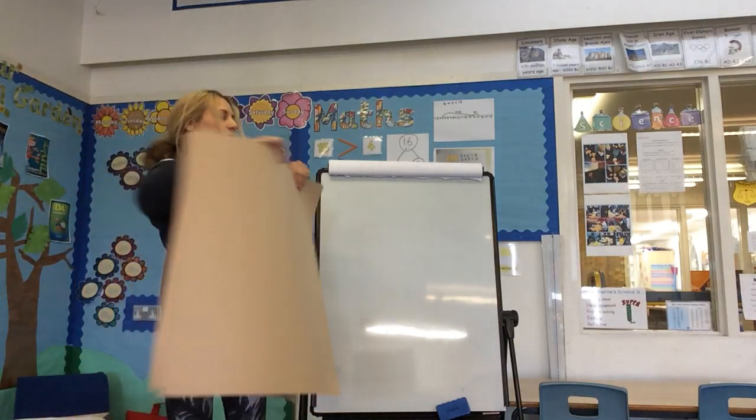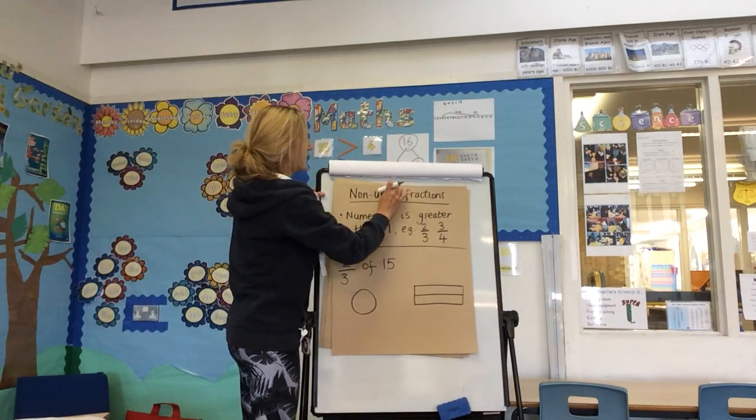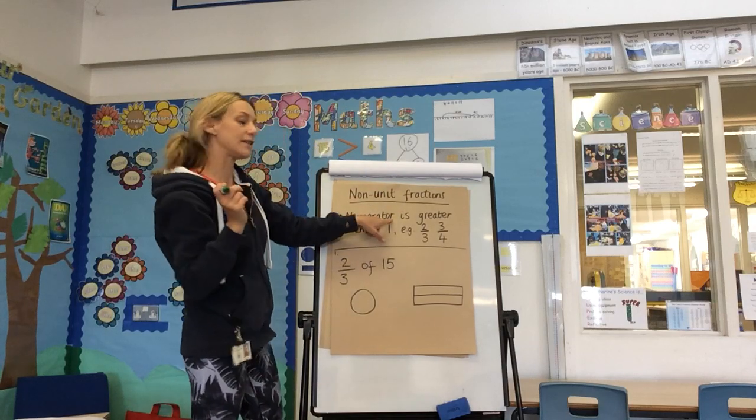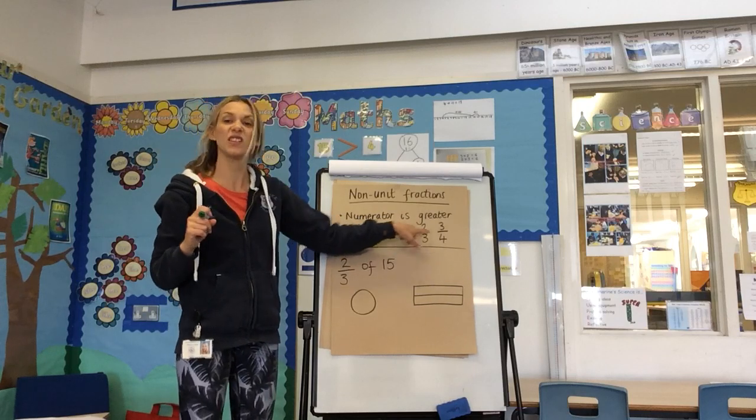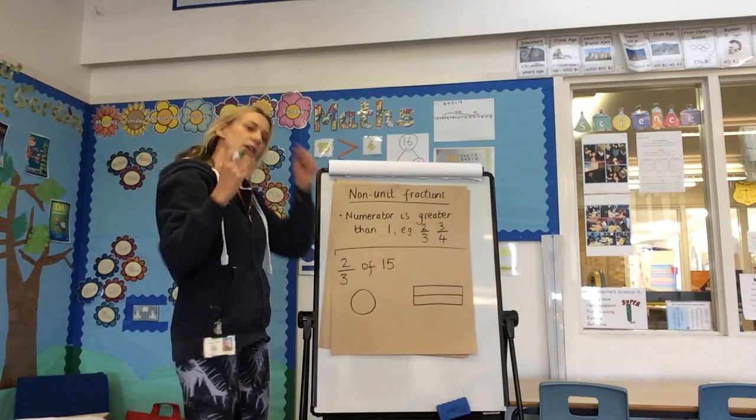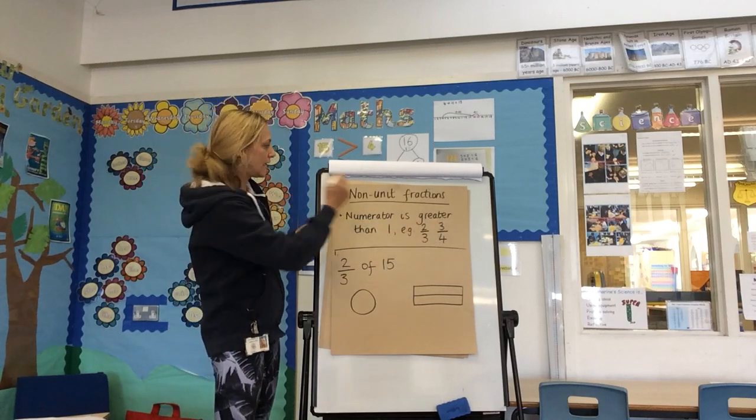Non-unit fractions, very, very quickly. A non-unit fraction means that the numerator, that top number, is greater than 1. So, for example, we've got 2/3, 3/4, 5/8. As long as the top number is bigger than 1, it's a non-unit.